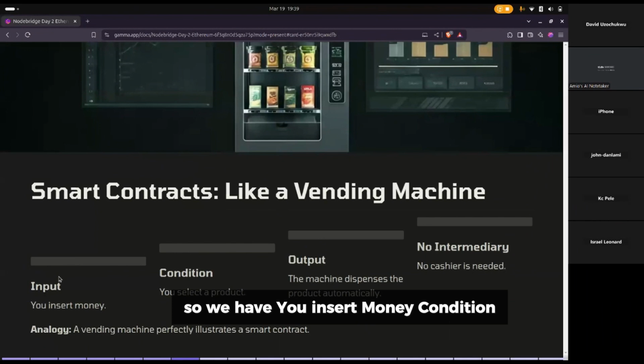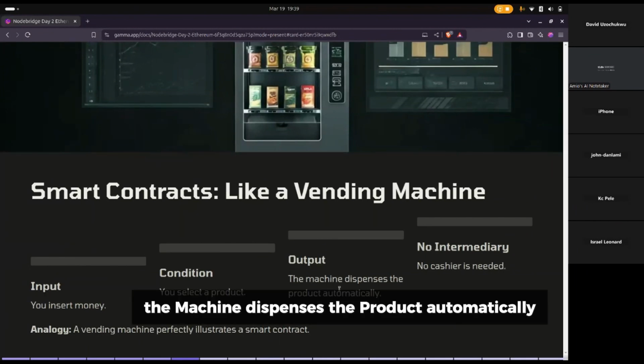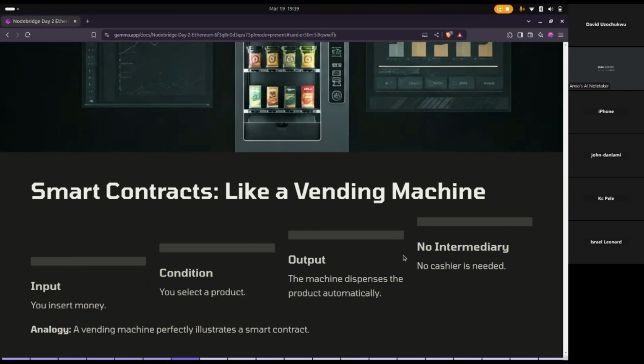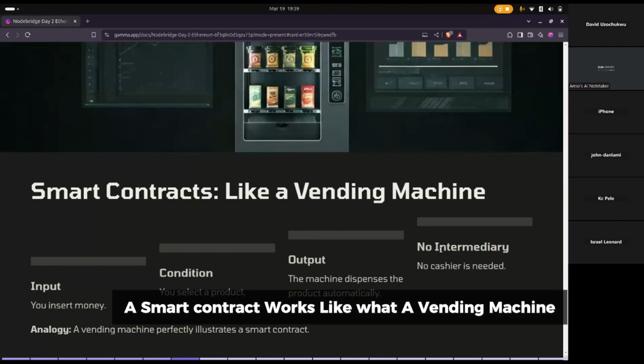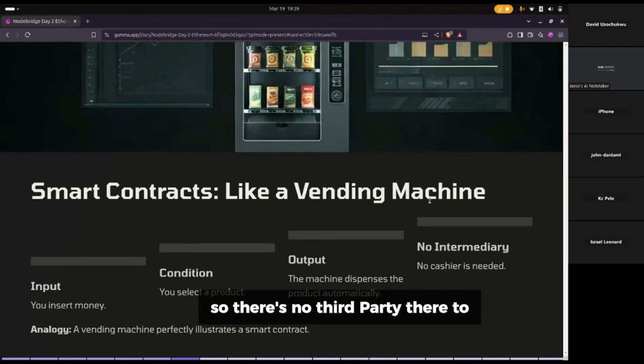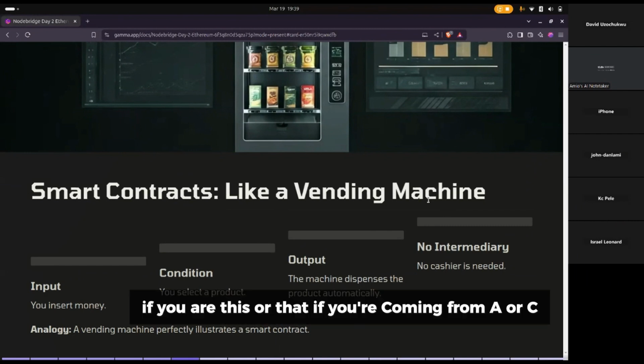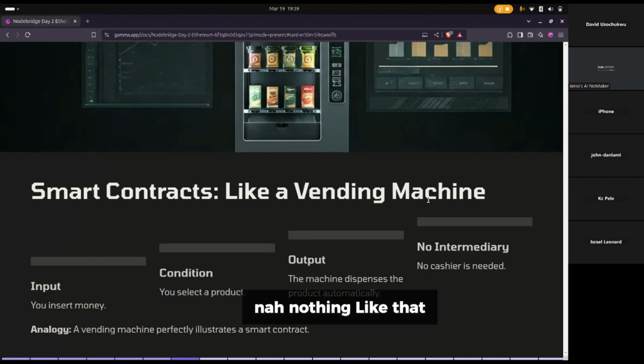So we have: you insert money, that's the condition; you select a product; output, the machine dispenses the product automatically, no intermediaries. So this is an example of how a smart contract works, like a vending machine. There's no third party there to check or assess you, whether you are this or that, or if you are coming from A or C. Nothing like that. You just get to use it.